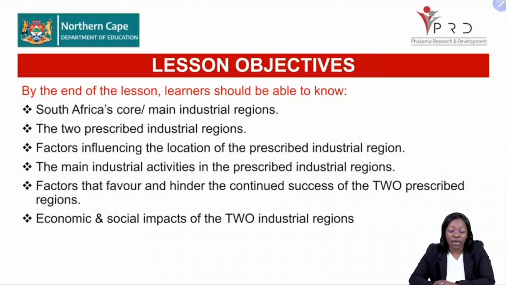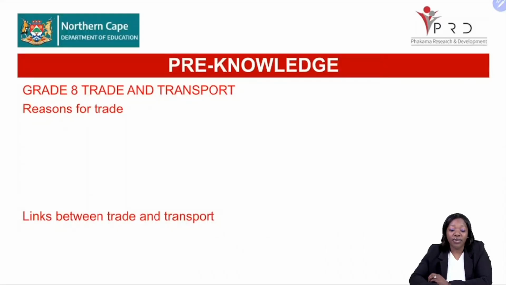year. Then we're going to look at the factors influencing the location of the prescribed industrial regions, and you also need to know the main industrial activities in them. Then we want to focus on the factors that favor as well as the factors that hinder the continued success of the 2 prescribed regions. And then lastly, we'll be looking at the economic as well as the social impact of the 2 industrial regions. Then we're going to go through our pre-knowledge baseline.